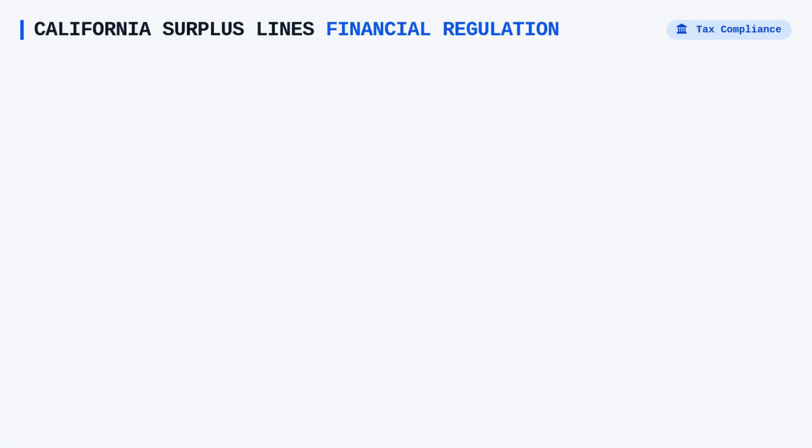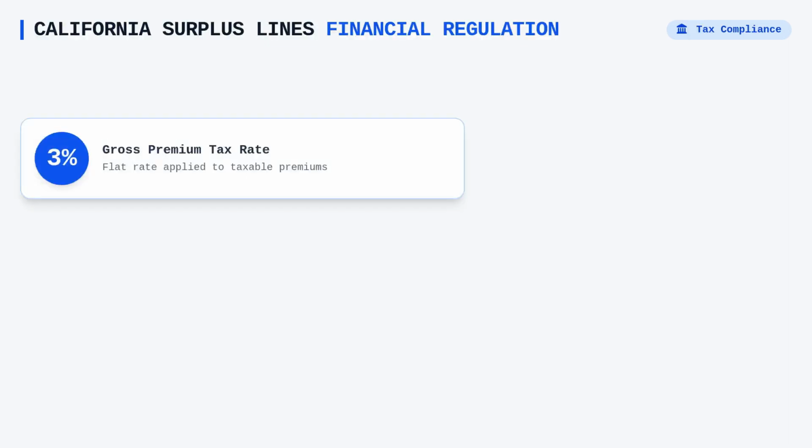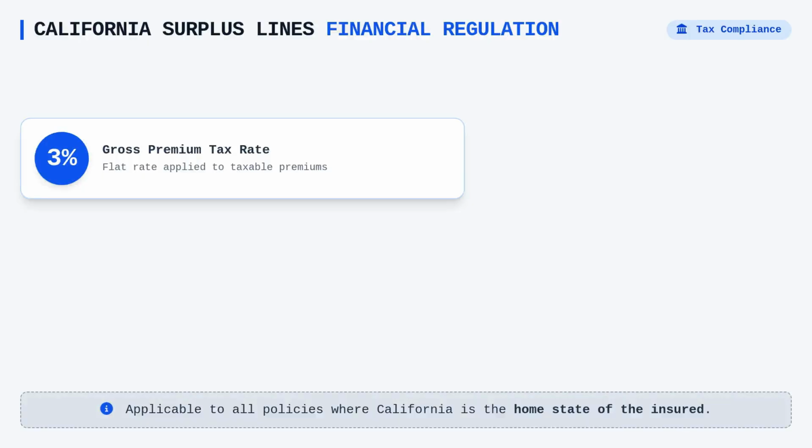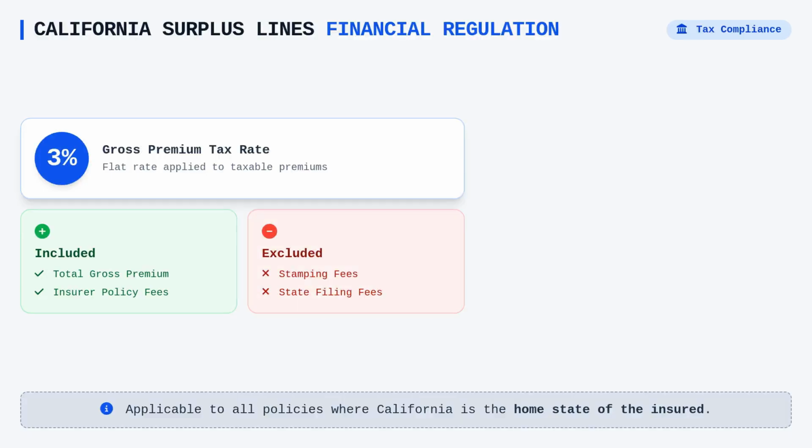The cornerstone of surplus lines financial regulation in California is the gross premium tax, which is currently set at a flat rate of 3% of the taxable premium transacted. This tax applies to all surplus lines policies where California is considered the home state of the insured, regardless of whether the risk itself is entirely located within state borders. As a broker, you must calculate this 3% tax based on the total gross premium charged to the insured, excluding any separate stamping fees or state filing fees, but including any policy fees charged by the insurer.